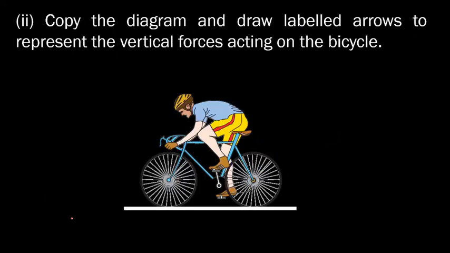Copy the diagram and draw labeled arrows to represent the vertical forces acting on the bicycle. The vertical forces acting on the bicycle are mg downwards and also the normal force N upwards. Of course, these two forces must cancel each other because the bicycle is in equilibrium in the vertical direction.